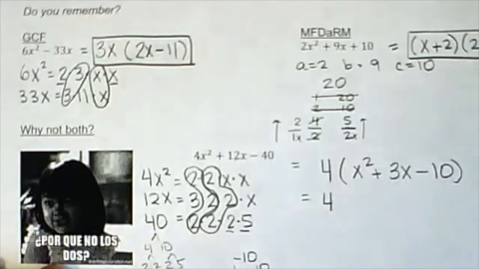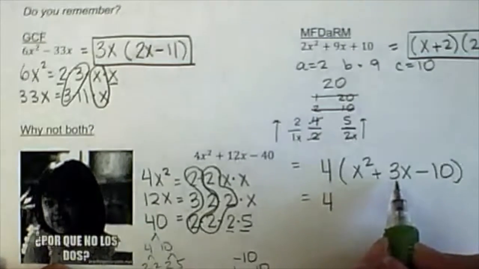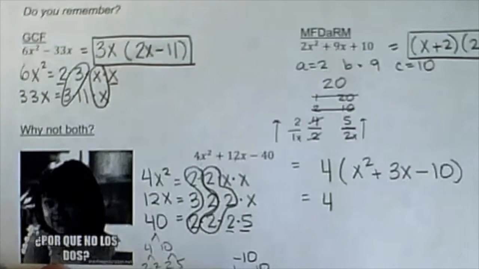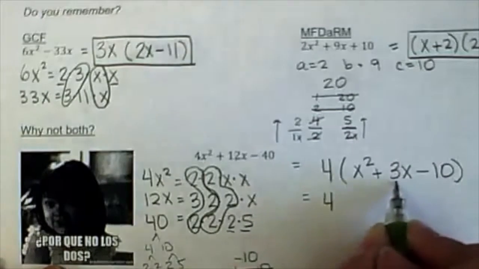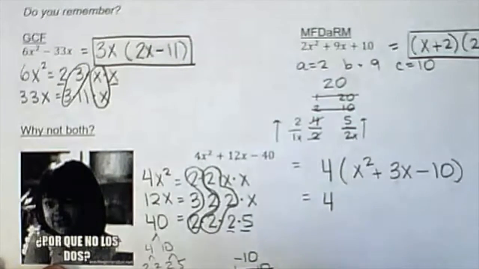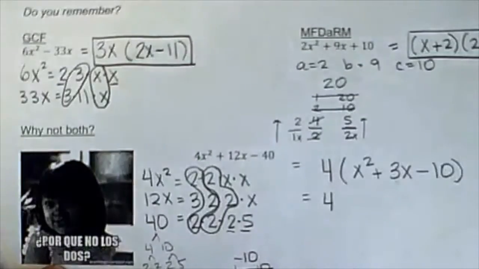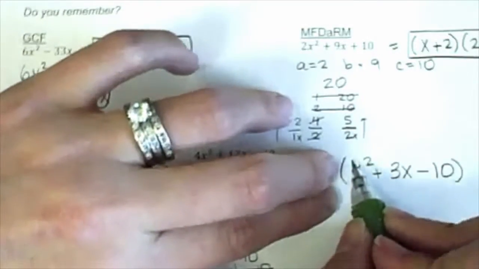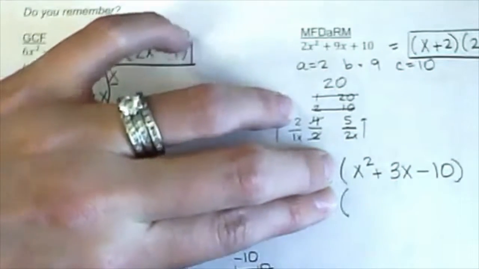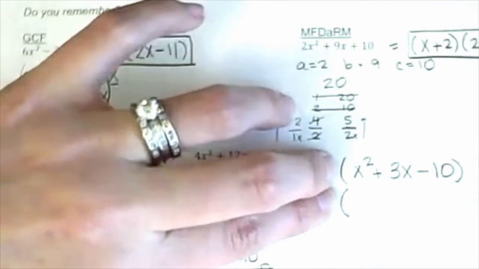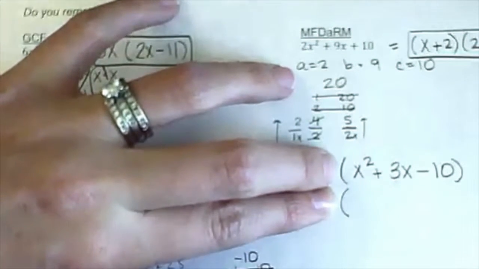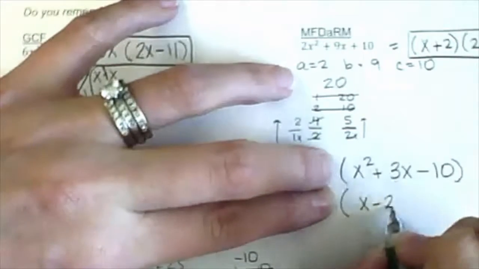I know one column needs to be negative since my AC is negative. My B value is positive, which means I need more positive things in the end. So my larger column will stay positive, my smaller column will become negative. And then I can tell that negative 2 plus 5 is going to give me that 3 I was looking for. I'm going to divide by 1, which was my A value. There's no reducing, and so I can write my factors x minus 2 and x plus 5.